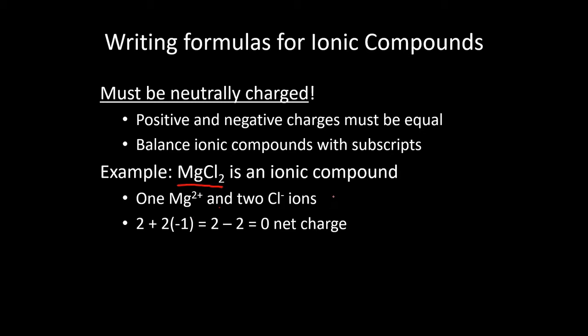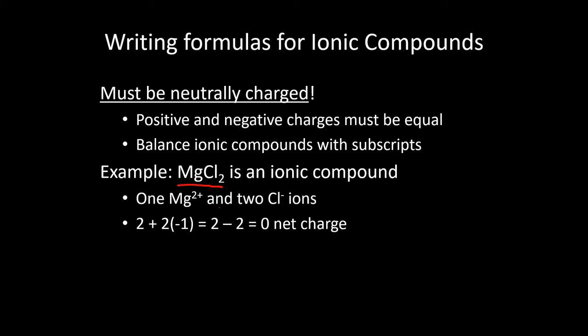The reason for this is because anytime we are writing a formula, anytime we are forming a molecule from metals and nonmetals, the overall charge on the molecule has to be 0. It has to be neutrally charged. And so for things like magnesium and chlorine that only have one possible charge, there's only one way for those things to come together to give a net 0 charge.